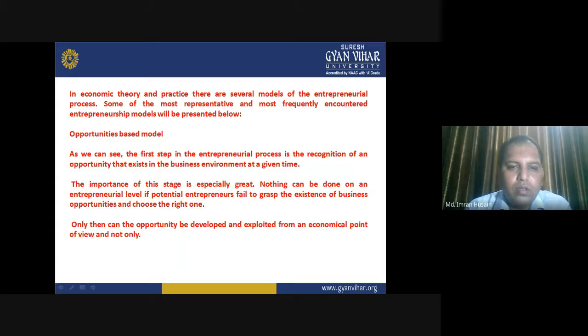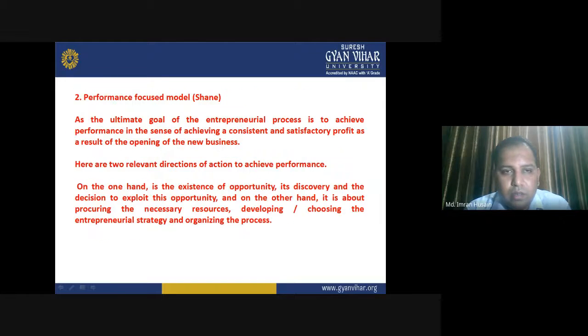The importance of this stage is especially great. Nothing can be done on an entrepreneurial level if potential entrepreneurs fail to grasp the existence of business opportunities and choose the right one. Only then can the opportunity be developed and exploited from an economic point of view and not only.